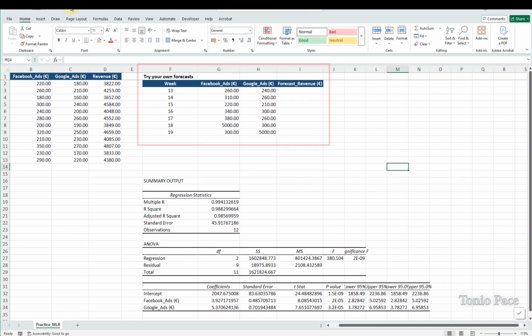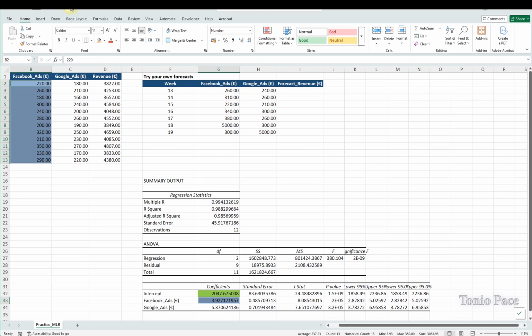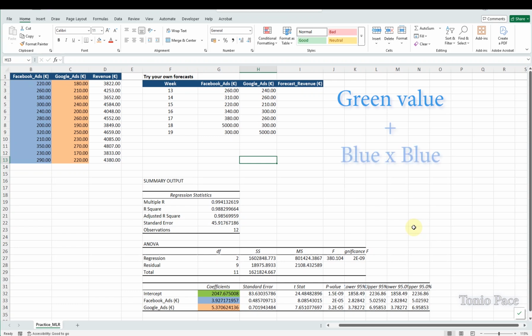To make this easier to follow, we can use colors in the Excel sheet. For example, we can color the intercept green, the Facebook coefficient and Facebook data blue, and the Google coefficient and Google data orange. Using these colors, the forecasting formula becomes easier to visualize. The formula is the green value, plus blue multiplied by blue, plus orange multiplied by orange.